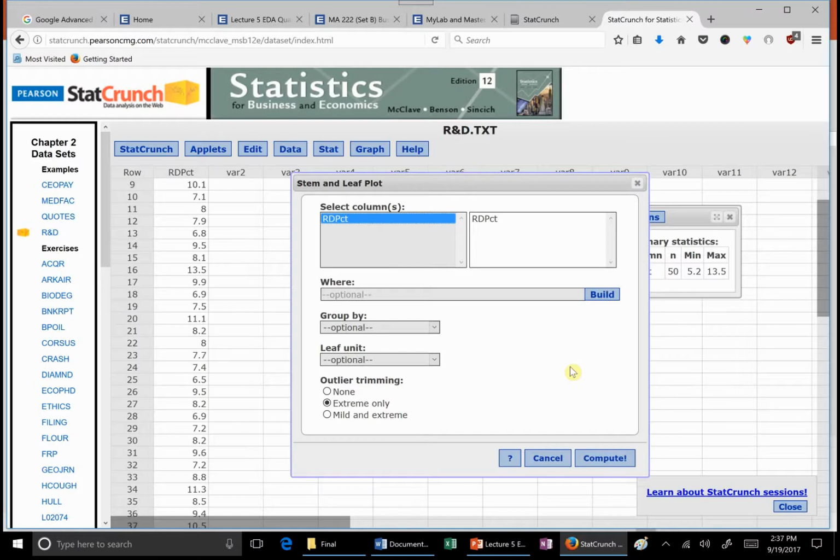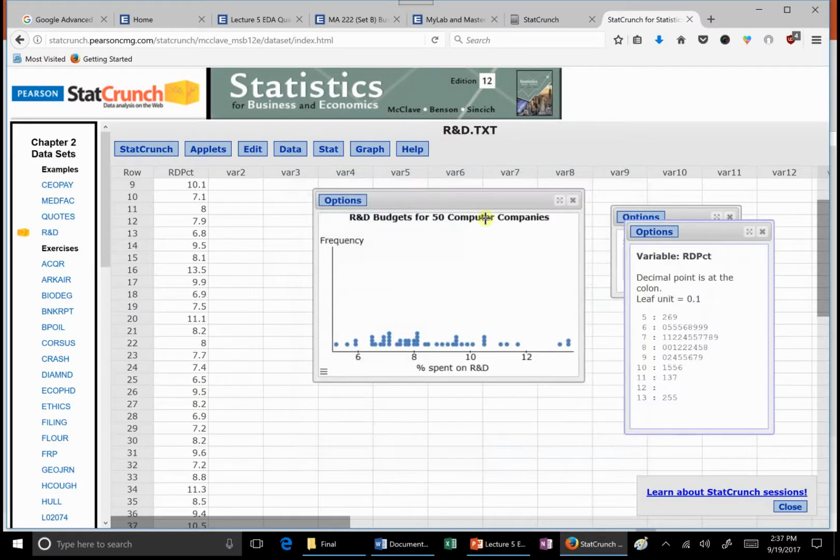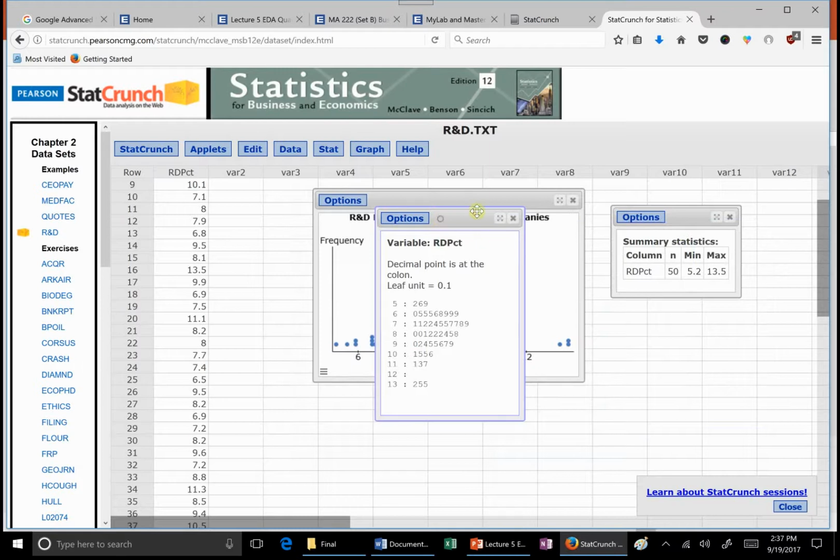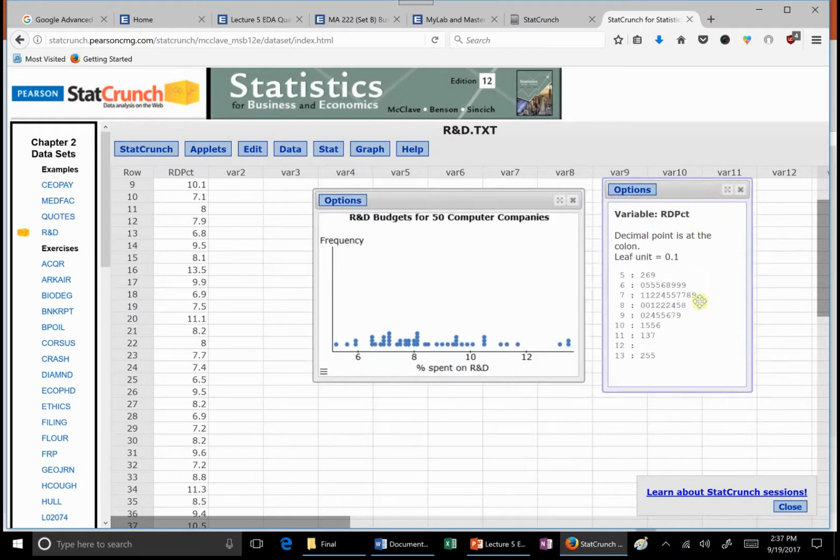Because StatCrunch will do a really good job of guessing, okay? The only thing I'm going to do is take off this outlier trimming. The outlier trimming would take off any values that are extreme, but I want to leave everything in because I don't have any extreme values, okay? And I'm going to go ahead and say compute. So notice how different these 2 plots are. These are 2 plots of the same thing. So, you know, different strokes for different folks. I like this version a little bit better.